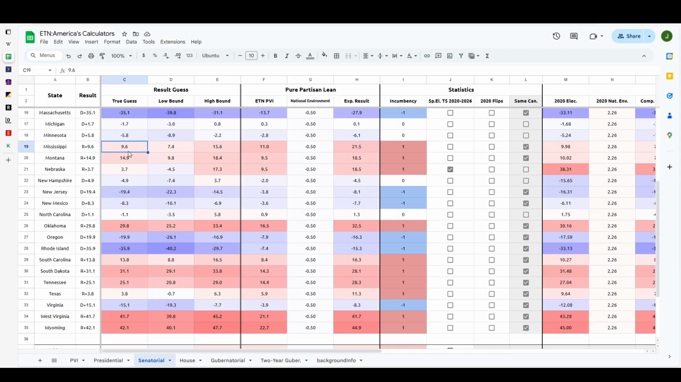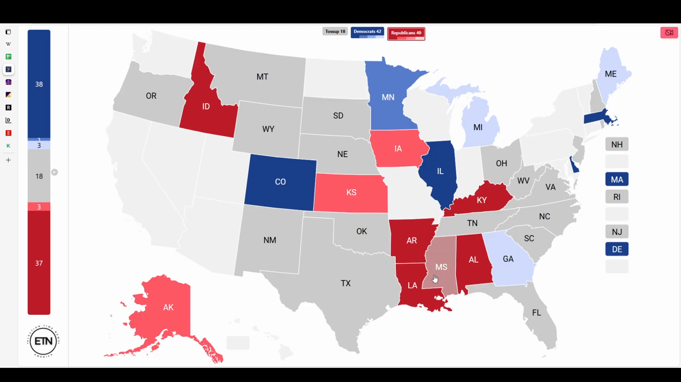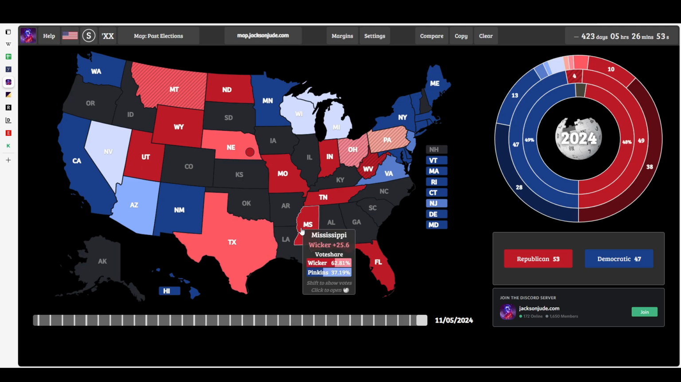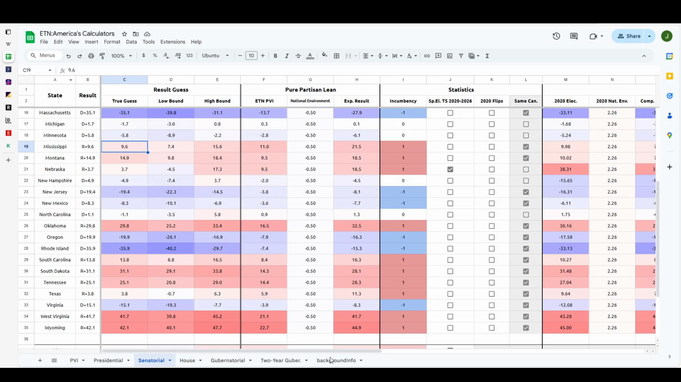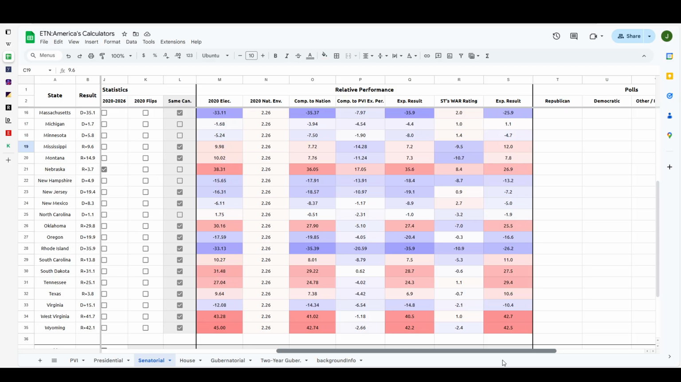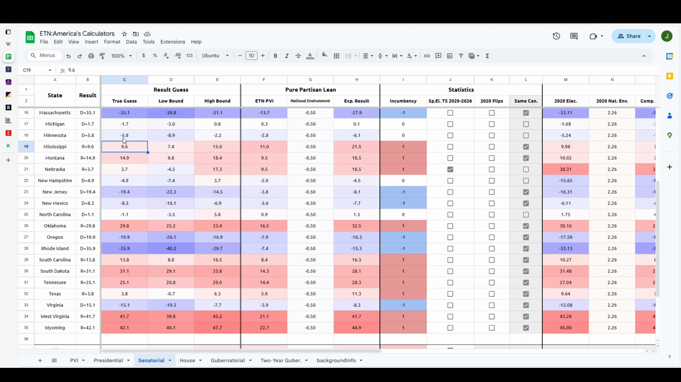Next, we move on to Mississippi, 9.6 points. This is going to be another race under 10 points, but not by much. If you look at 2020, Hyde-Smith won by 9.98%. It was already under 10 to begin with. She's another chronic underperformer, kind of like Marshall. Based on the underperformance, the expected result would actually be 7. And by the war rating, it would actually be 12. So either way, it's going to be relatively close to that 10 margin there.